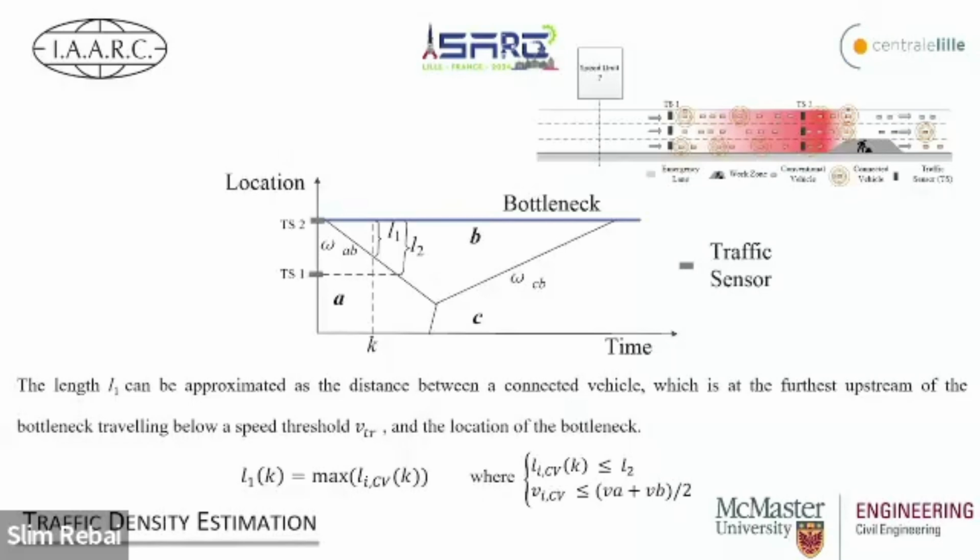And that connected vehicle needs to satisfy two requirements. The first one is the travel speed needs to be below a certain threshold so that we know the traffic is already under congestion. And the second condition is it should be at the furthest upstream of the work zone. So by using these two formulas, we can calculate the weighted density.